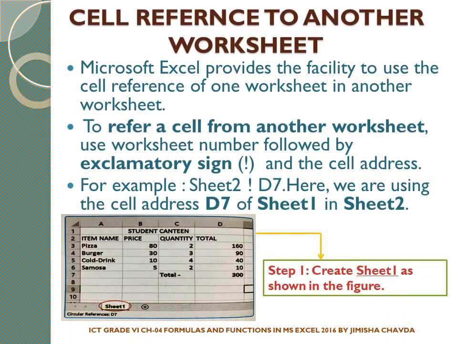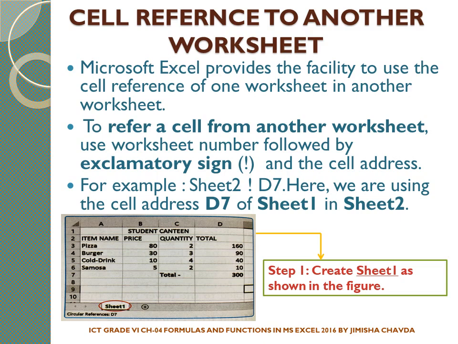Cell reference to another worksheet. Microsoft Excel provides the facility to use the cell reference of one worksheet in another worksheet. To refer to a cell from another worksheet, use the worksheet name followed by an exclamation sign and the cell address. For example, Sheet2!D7.